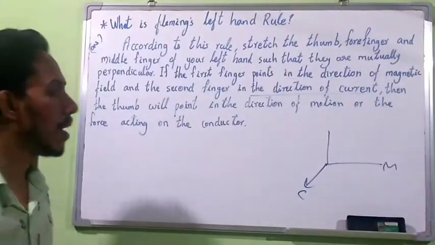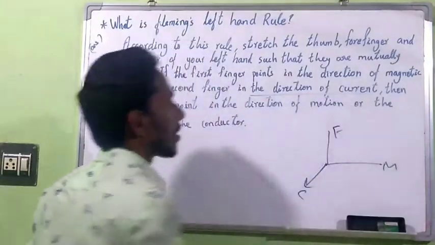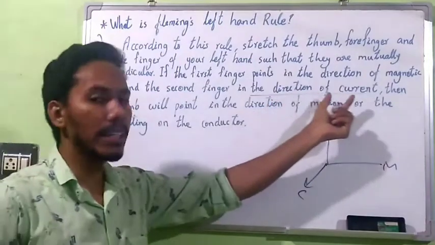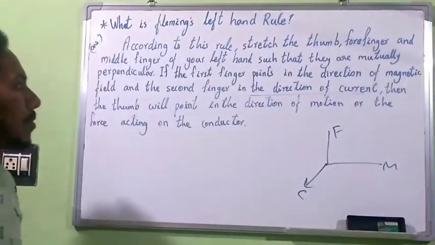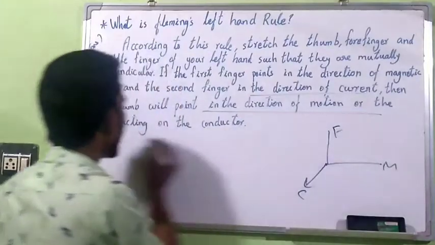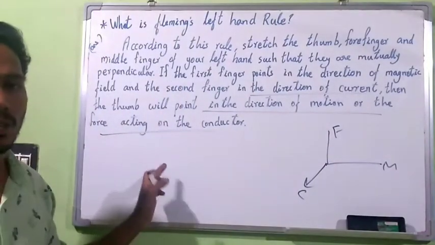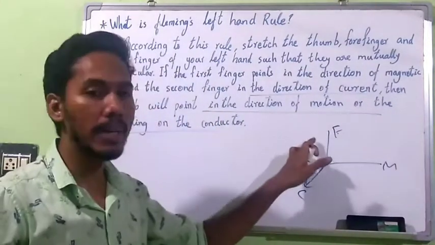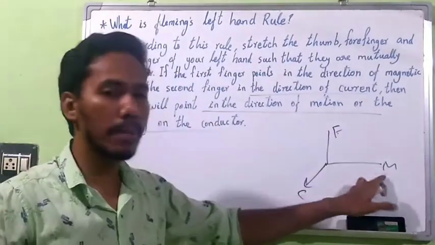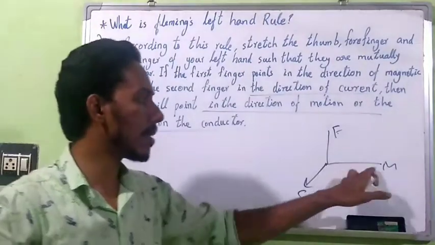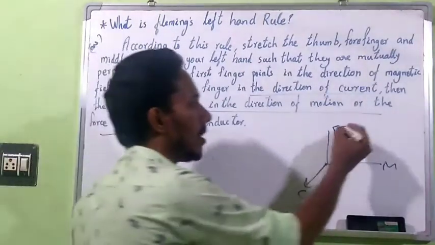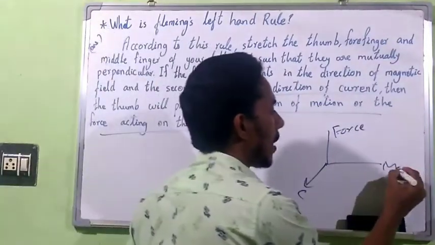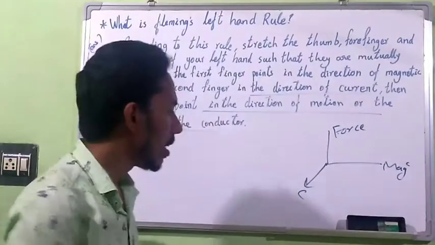then the force will appear in the direction of the thumb. The thumb will point in the direction of motion of the conductor, or the force acting on it. It is F, M, C. Just remember it as father, mother, child. That means the force experienced by the coil, the magnetic field, and the current.